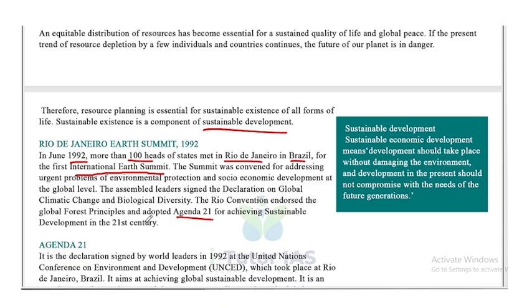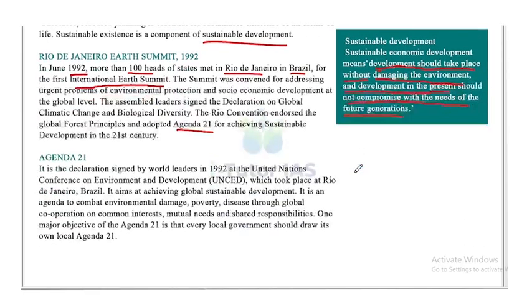So what is sustainable development? Sustainable economic development means development should take place without damaging the environment, and development in the present should not compromise the needs of future generations. So that is called sustainable development.